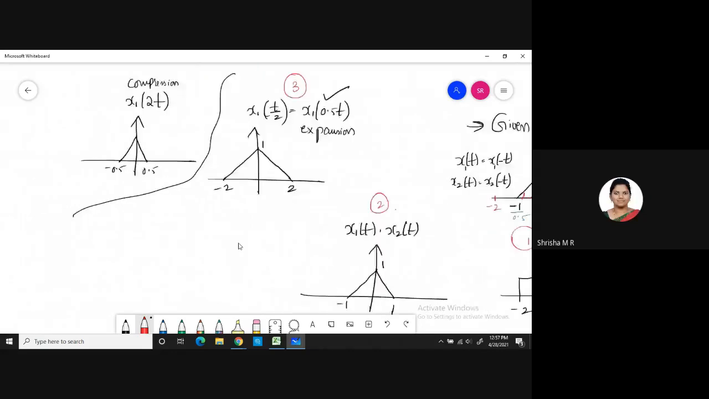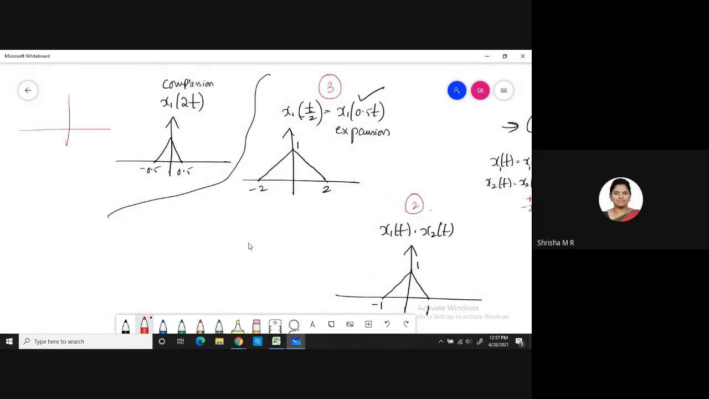Yes, ma'am. Got it? So this is your x of t, which is from minus 1 to 1. This is your x1 of t. So my scaling factor is 2, so I'll divide by 2. Whatever the scaling factor is, divide by 2. So the signal will exist from minus 0.5 to plus 0.5. The amplitude will be the same. Got it? This is compression and this is expansion.